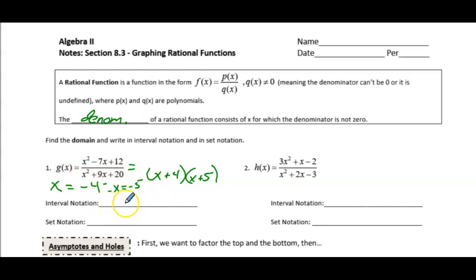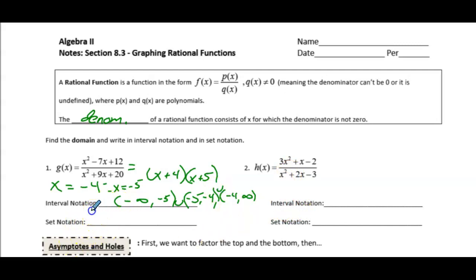So let's do our interval notation for this. We're starting at -infinity, and since we're talking about domains, we're talking about x values from -infinity to -5. Then we have to jump over -5 and start at -5, or close to -5, and go to -4. We have to jump -4 and go out to infinity. So that would be the domain of this function in interval notation, with a union between the pieces.